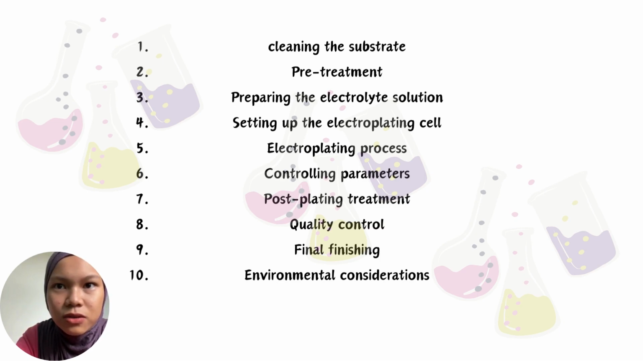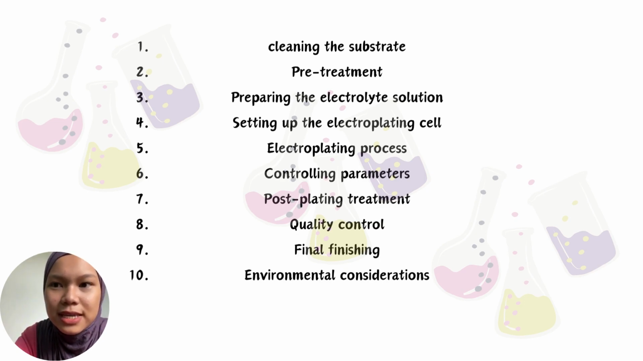This could involve rinsing, drying, or applying additional coating for protection. Eighth, quality control. Quality control measures are implemented to ensure that the plated layer meets specific standards. And ninth, final finishing. The final electroplated object may undergo additional finishing processes such as polishing or buffing to achieve the desired appearance and surface characteristics.